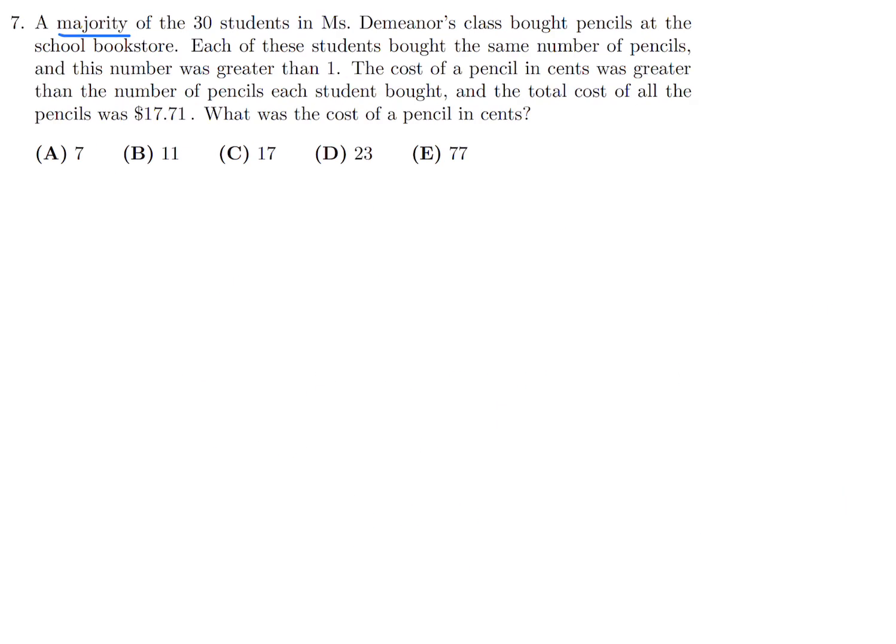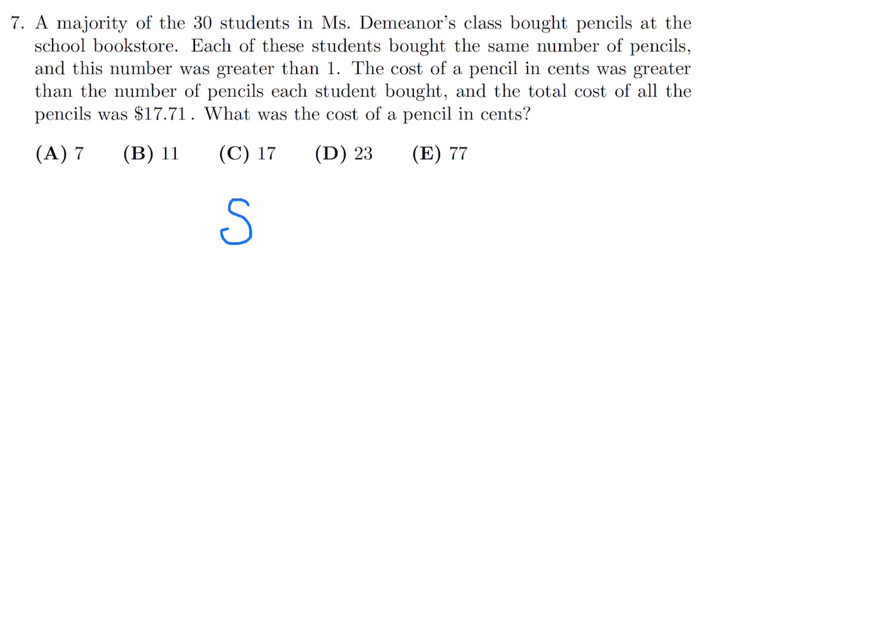A majority of the 30 students in Miss Demeanor's class bought pencils at the school bookstore. Each of these students bought the same number of pencils, and this number was greater than 1. The cost of a pencil in cents was greater than the number of pencils each student bought. The total cost of the pencils was $17.71. What was the cost of a pencil in cents?